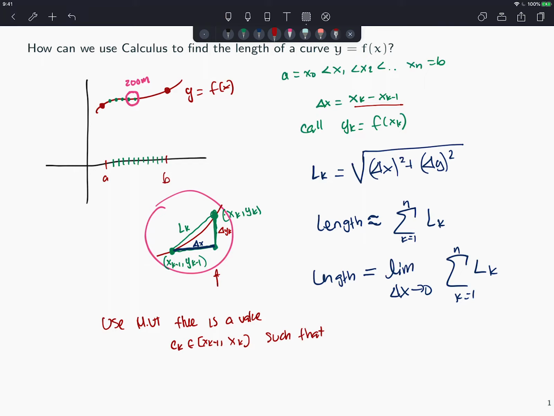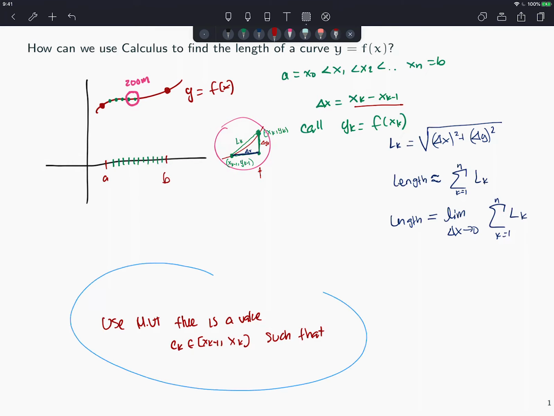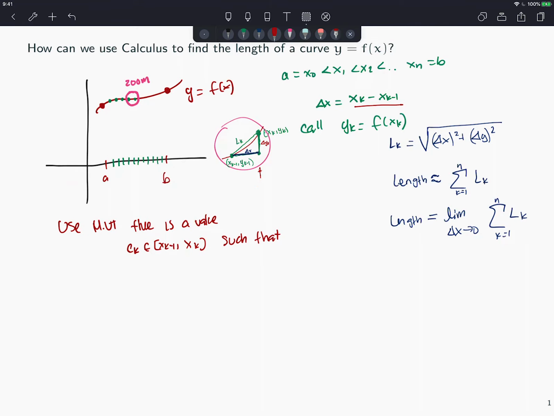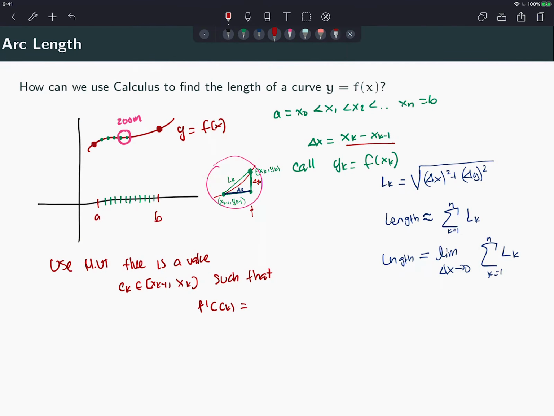I need some space here, so I'm going to make this smaller. Put it over here. So using the mean value theorem, there's a value ck on each segment, such that the derivative at that point is equal to the change on the y values over the difference between the x values. So the difference of the x values is exactly what I'm calling delta x. And the difference of the y values is what I'm calling delta yk. Remember, I need the k there because that is different.